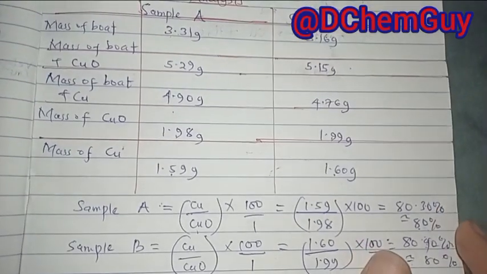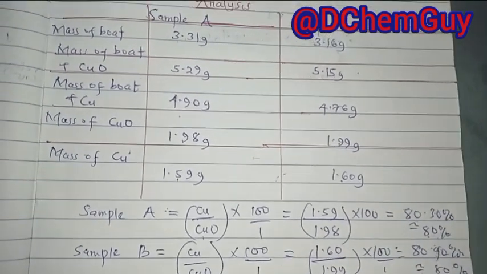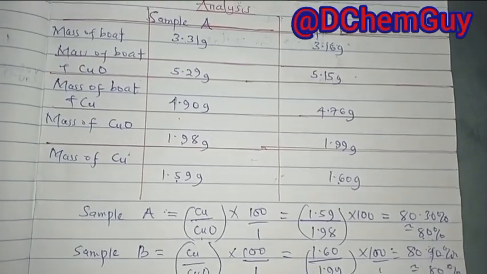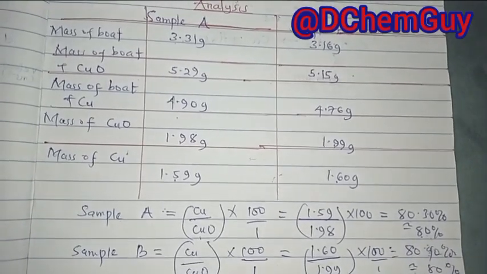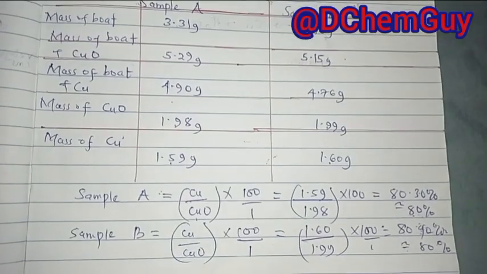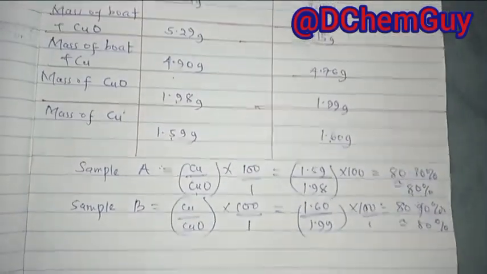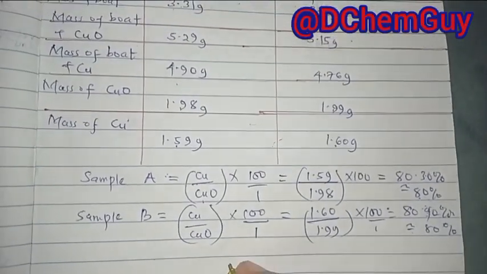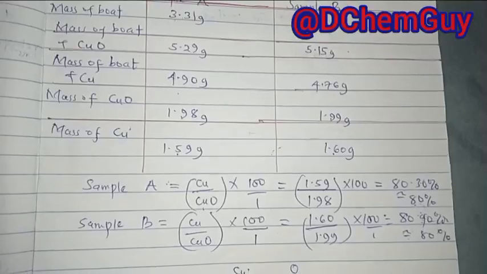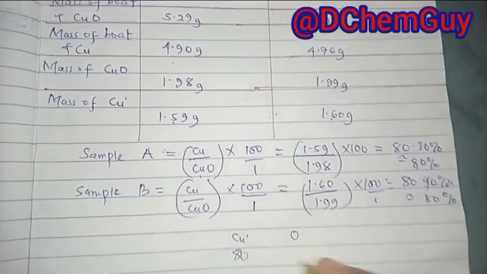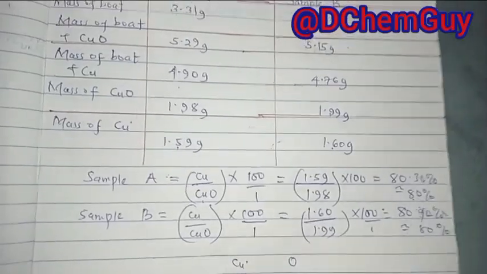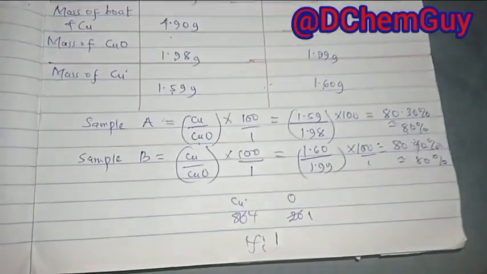So what will be our conclusion? In conclusion, it means that in pure CuO, copper and oxygen are always present in definite proportion by mass of approximately 4:1. How do we get the 4:1? It's easy. Copper is 80, oxygen will be 20. So divide by the smallest, that's 1. Yeah, 4. So 4:1. Thank you.